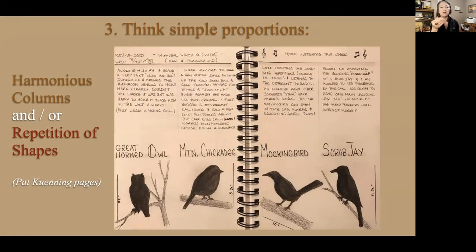So another thing to think about too is harmony and repetition of shapes. This is not an odd number of columns. This is even numbers, but it works. I really like it. This is from Pat Kuning's pages. It's harmonious. I love the way her writing and blocks work. And then each of those design elements, the sketches, wow, that really catches your eye. It's informative. This is great. So repetition and harmoniousness work super well in this one. It's not the rule of thirds, no. But again, there are many ways to look at these simple proportions.